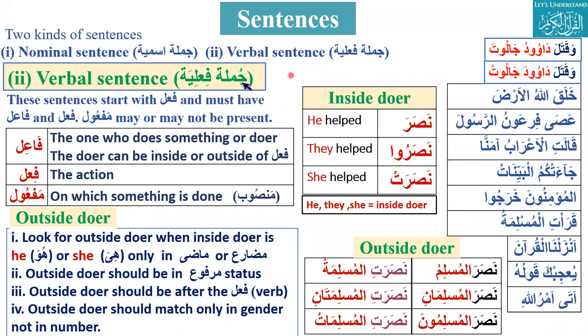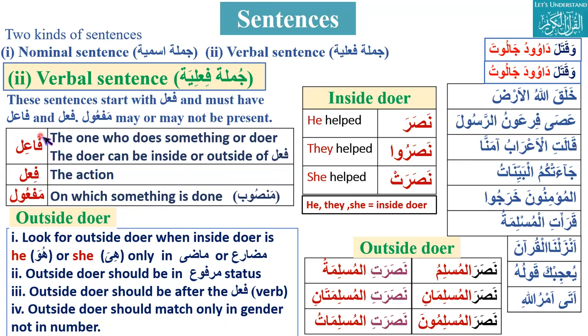In verbal sentences, it starts with the fi'l, fi'l means verb. And it has how many parts? Fi'l, fa'il, and maf'ul. But maf'ul may or may not be there. Normally it has three parts: fi'l, fa'il, maf'ul, but maf'ul may or may not be there.